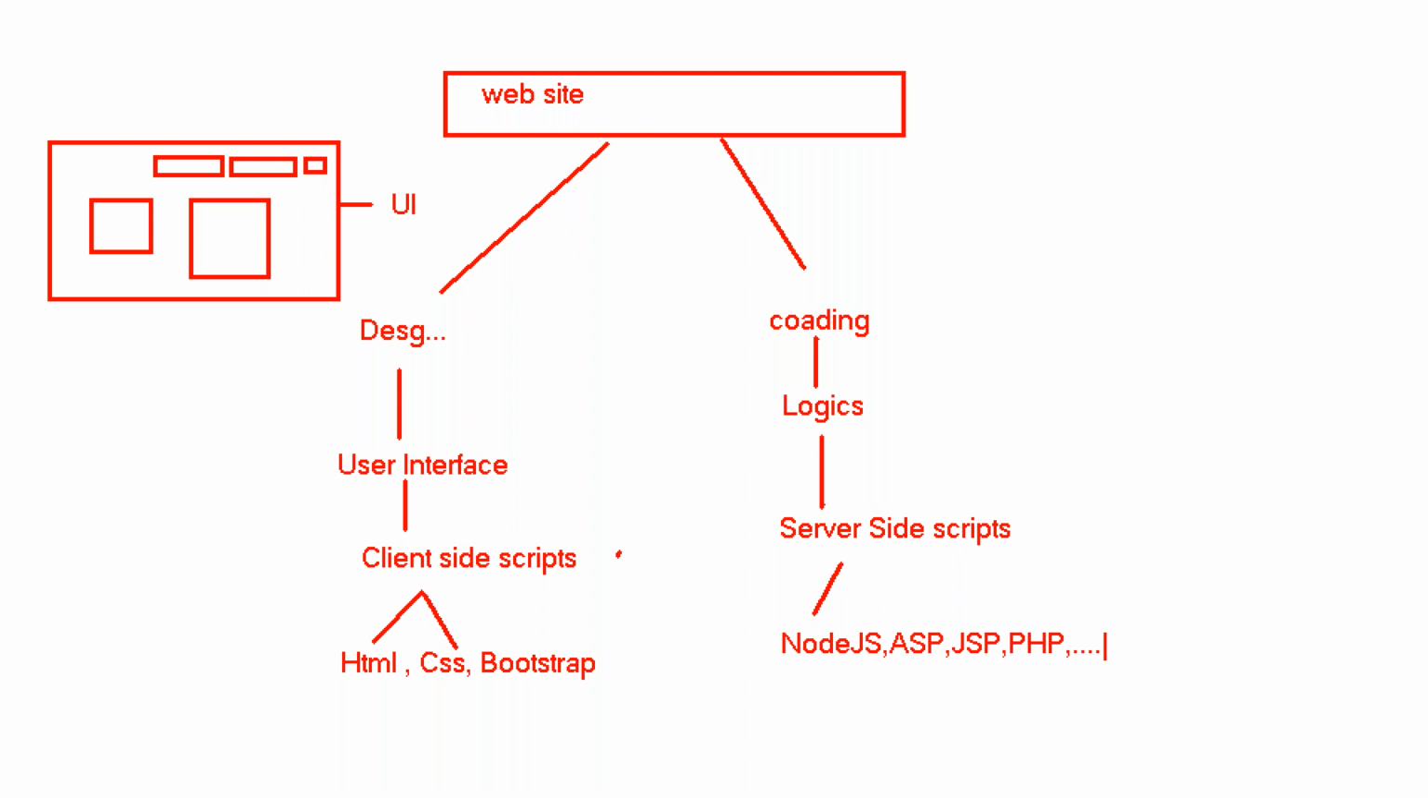Once you observe this architecture, any website has two phases. One is the designing phase, in which we create user interfaces using client-side scripts: HTML, CSS, Bootstrap, etc. The next section is coding. In the coding phase, we are using server-side scripts. Different types are available, like Node.js, ASP, and PHP.